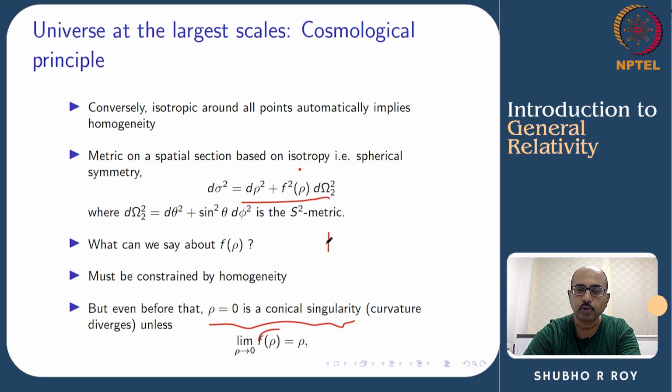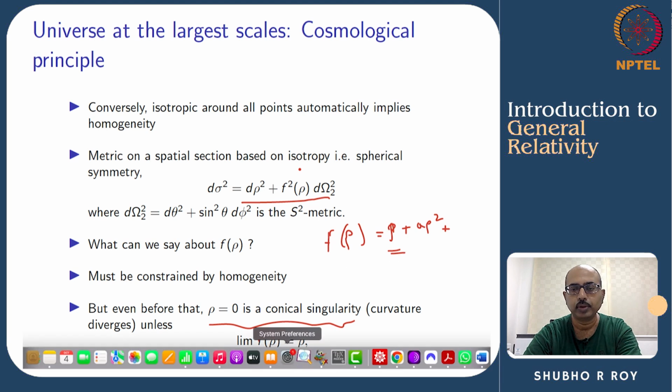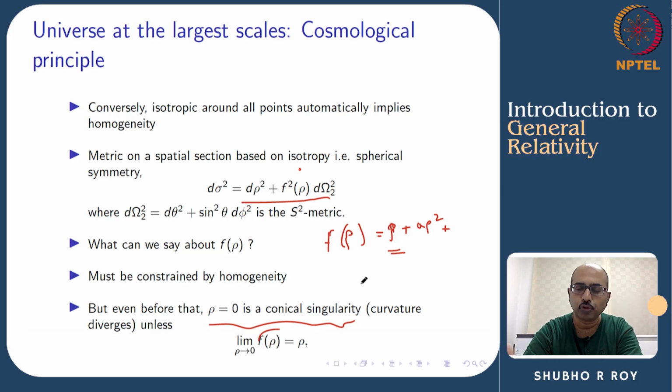So f of rho, if it's an analytic function of rho, you can expand in a power series. So it will be something like rho plus some coefficient a rho squared plus b rho cubed, and so on and so forth, so that when rho goes to 0, the leading behavior is equal to rho. f of rho is equal to rho when rho goes to 0. All right, so this much we can tell even before we look at the constraints which homogeneity brings in, that f of rho must be equal to rho as rho tends to 0.